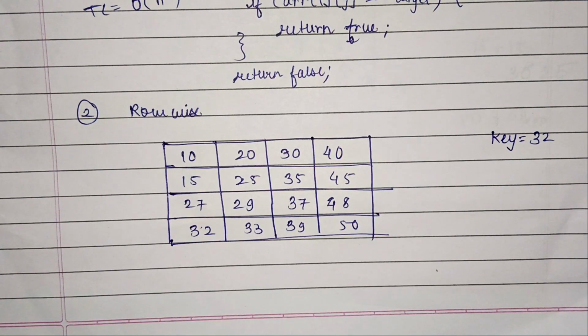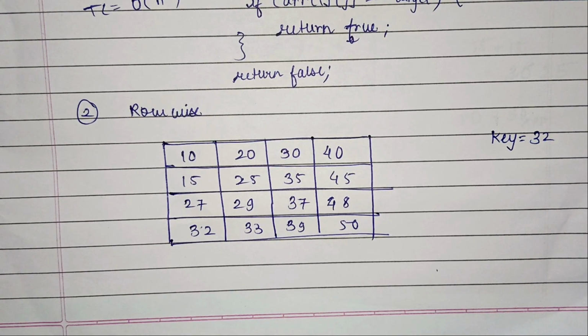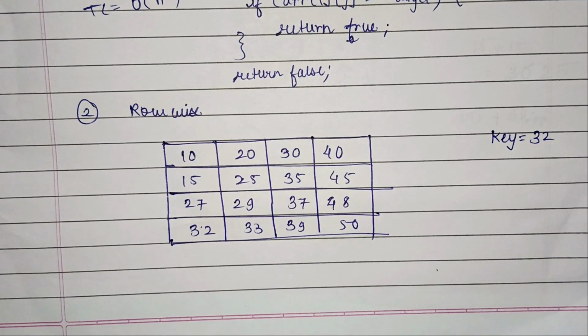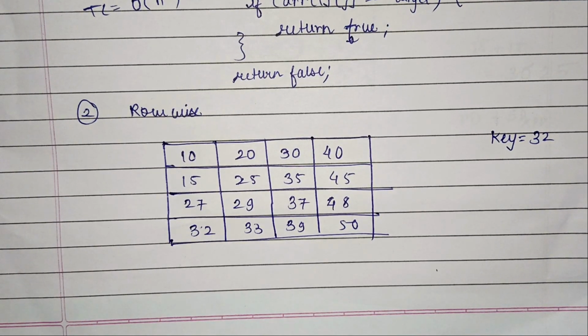In linear search, the time complexity is big O of n, and in binary search, the time complexity is log n. Binary search has better time complexity than linear search. So we can apply the binary search algorithm here and find our key or the targeted point.